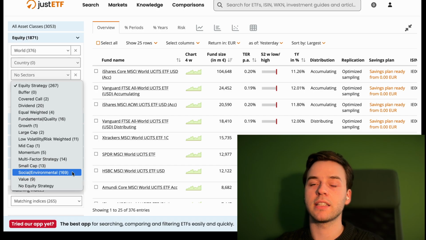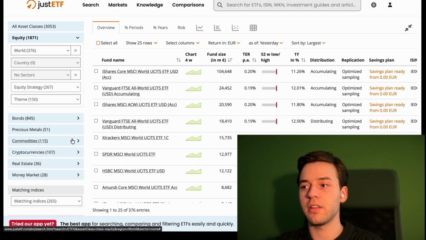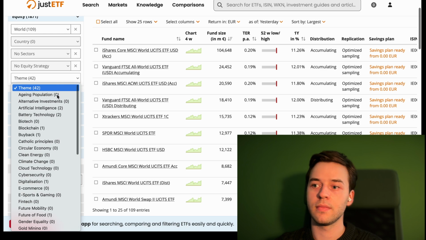Same goes for selecting only sustainable funds. So for now, I would select no equity strategy and no theme, and not select only sustainable funds.